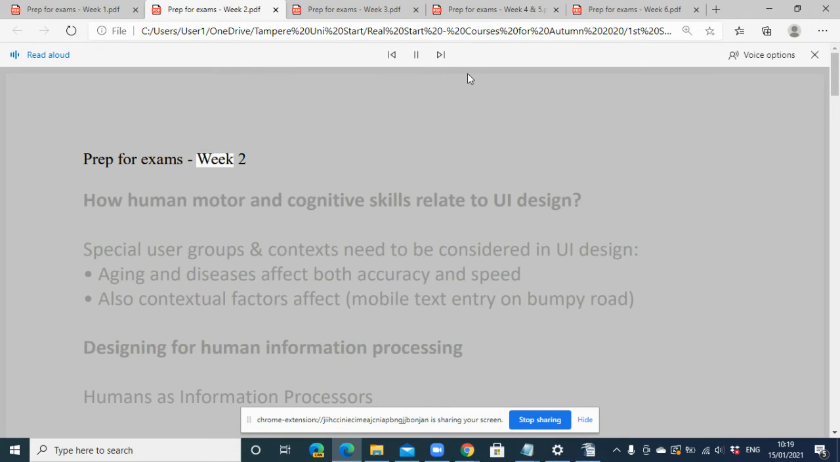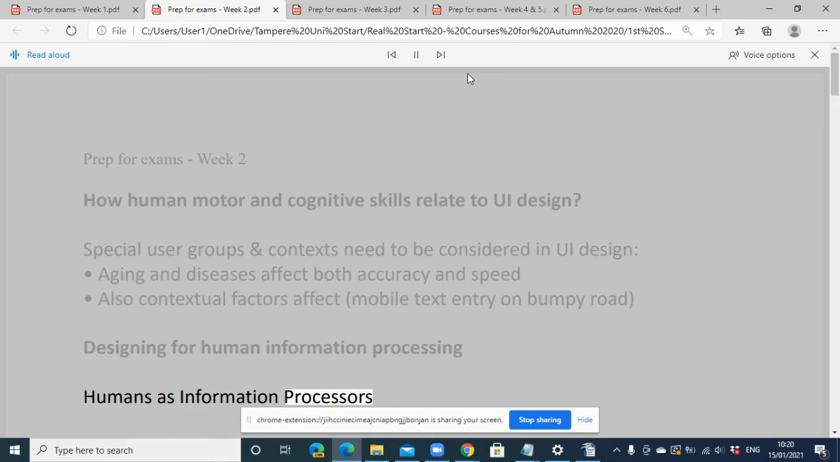Prep for exams, Week 2: How human motor and cognitive skills relate to UI design. Special user groups and contexts need to be considered in UI design. Aging and diseases affect both accuracy and speed. Also, contextual factors affect, for example, text entry on a bumpy road. Designing for human information processing.